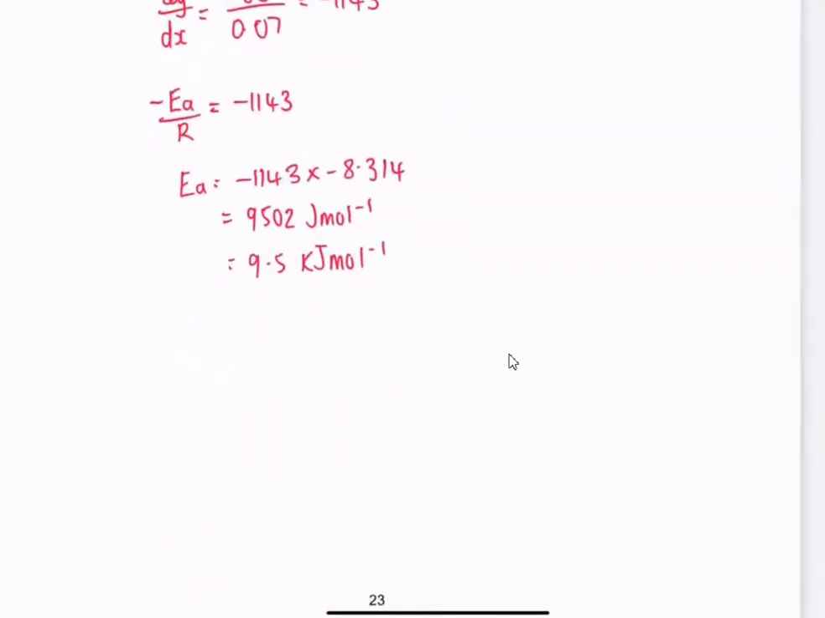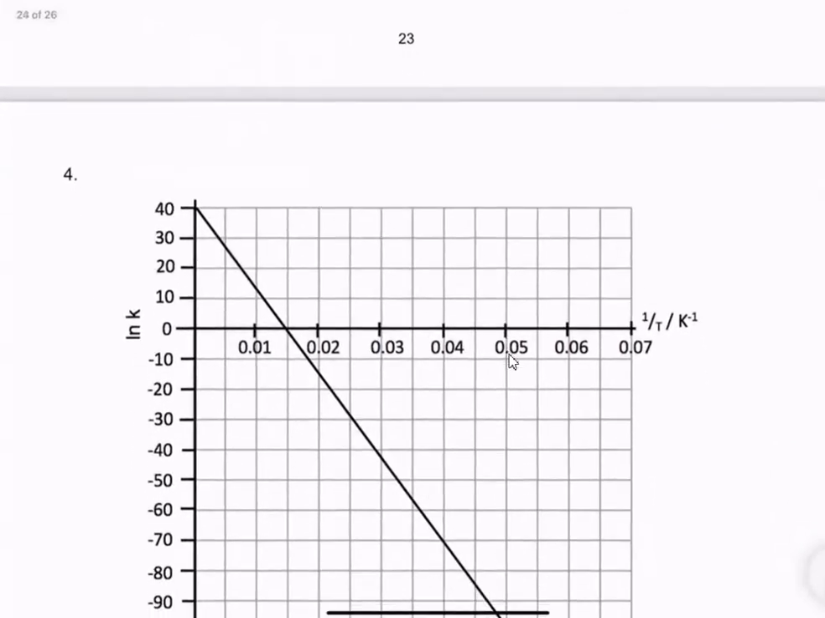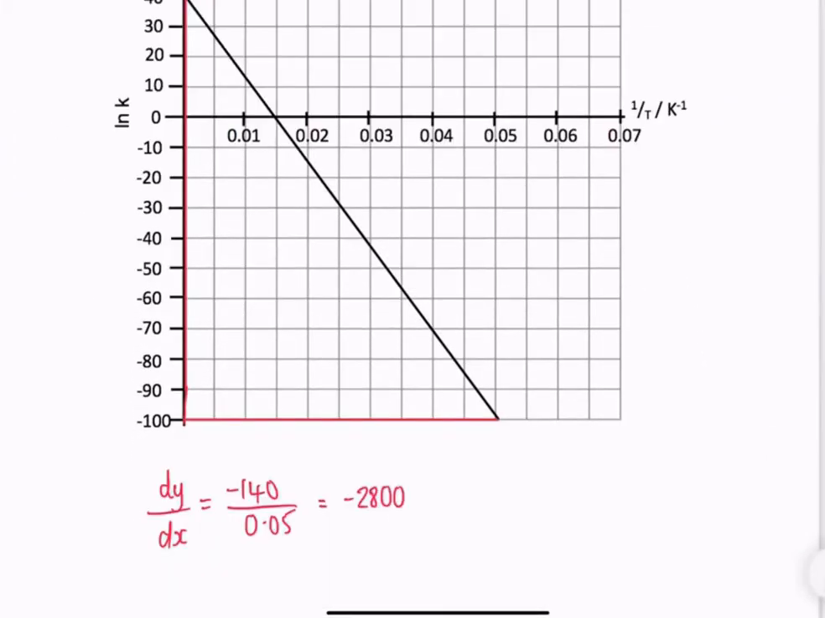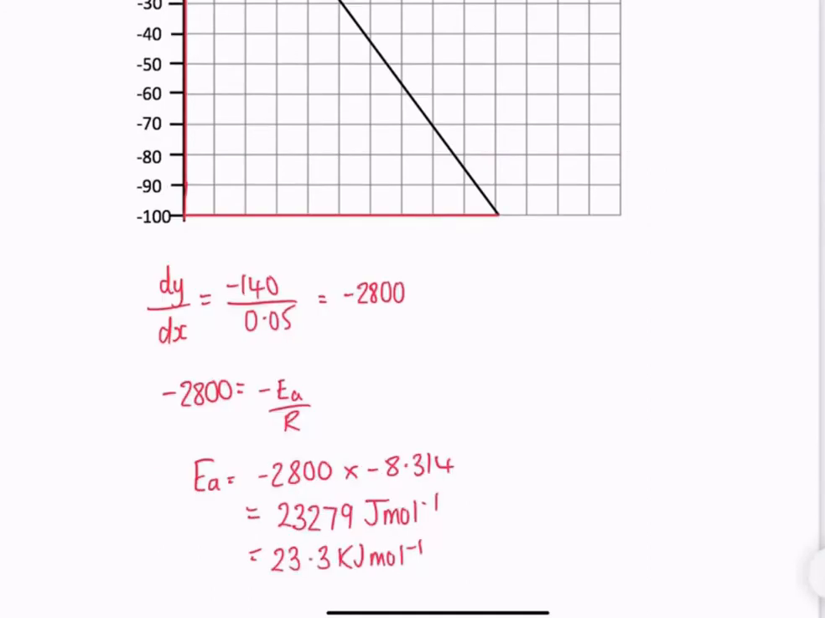Okay, let's have a look at another one. Just be careful with that dx value here. Be careful that it went from 40 to minus 100, so that's minus 140, and we only went across to 0.05 here, so just be careful calculating that gradient. And that's the answer that I've got. So have a look through each of these and make sure that you're happy calculating the activation energy from an Arrhenius graph.